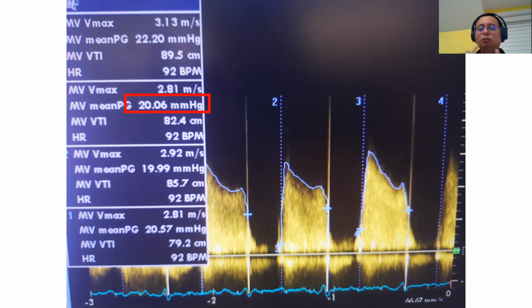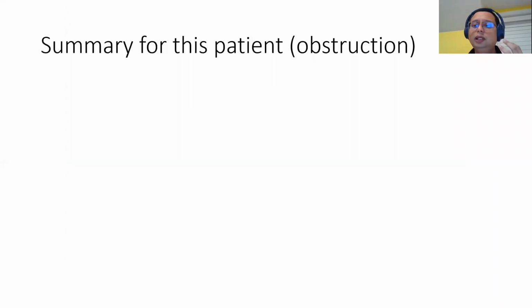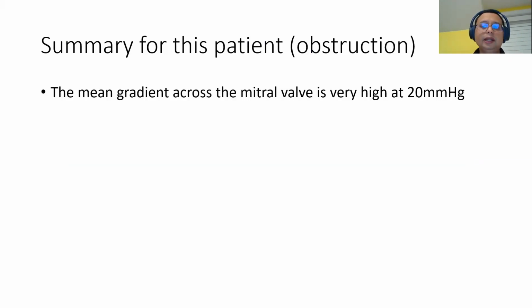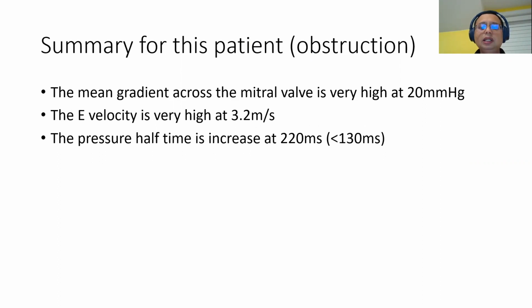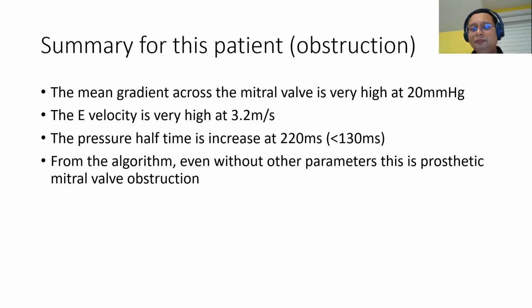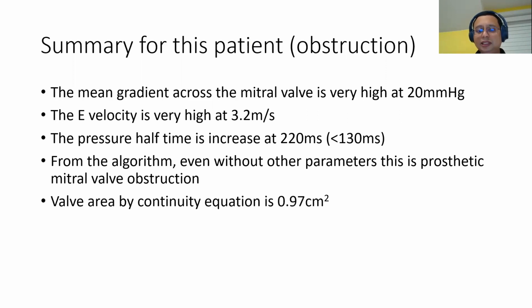So what is this? Is it obstruction, is it regurgitation, is it patient prosthetic mismatch? Okay. So if you look at all parameters, this is actually a true obstruction. So how do I know it is a true obstruction? Let's go back. The mean gradient is very high at 20, so we have to explain why. The E velocity is very high, 3.2. Remember, the threshold is 1.9 to start thinking of true obstruction. The pressure half time is 220, way higher than 130. So from the algorithm, even without other parameters, we know already that this is a true prosthetic mitral valve obstruction. The valve area by continuity equation is 0.97.